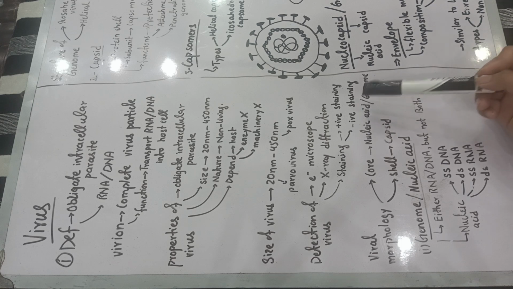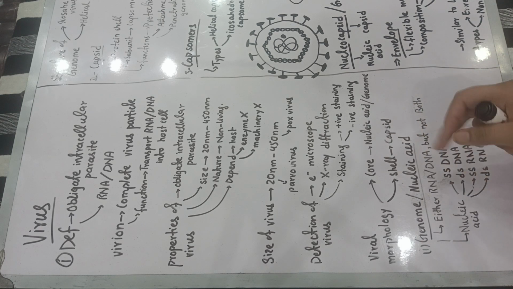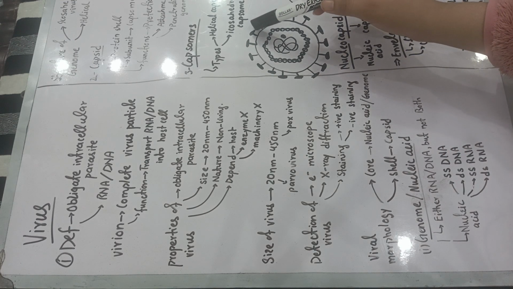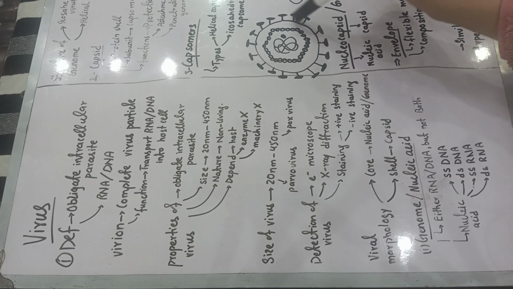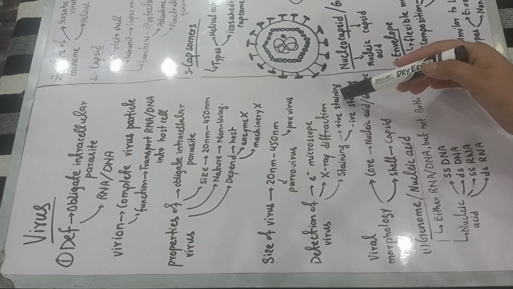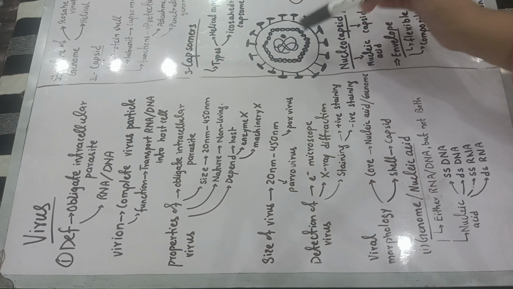In negative staining, you will deposit an opaque or thin layer of salt over the virus. Let's suppose this is a virus, you will deposit a thin layer of salt on it, and after depositing it, you can detect the shape of that virus. And with the help of positive staining, you can see the inner structure of this virus.